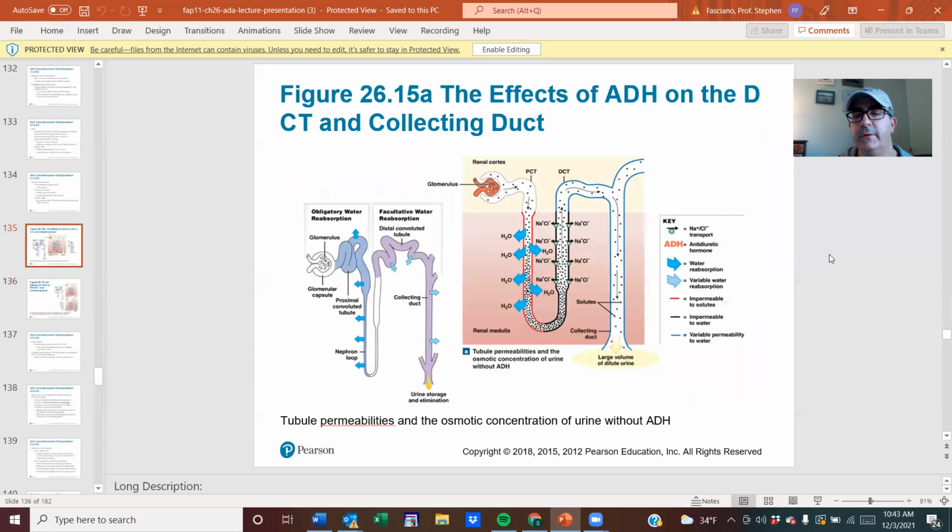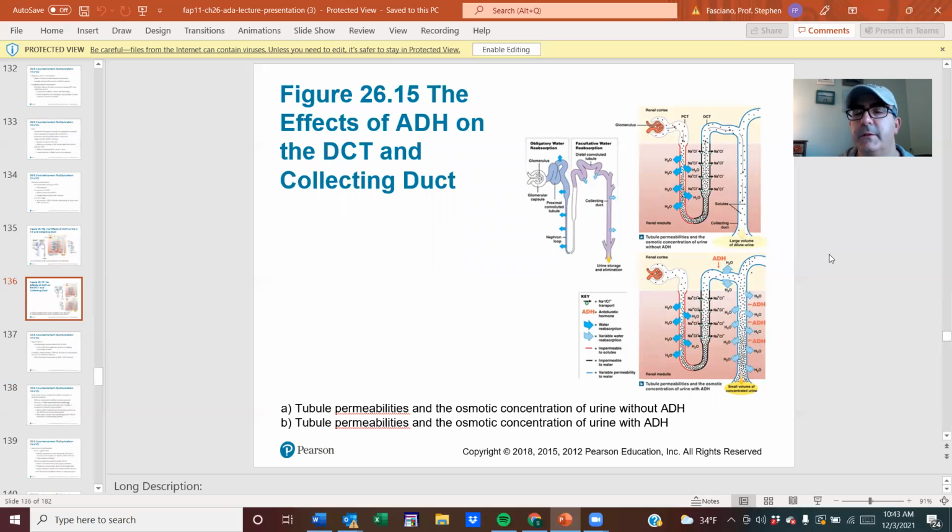So here you can see, right, in this picture, you can see the permeabilities without ADH and then with ADH. What ADH does is it allows a lot more water to come out of this collecting duct, and that will allow you to retain water, right? And that means that what's left in this collecting duct is mostly salt. It's mostly concentrated. So your urine would be mostly concentrated with solutes or salts, and there would be a lot less water in it.